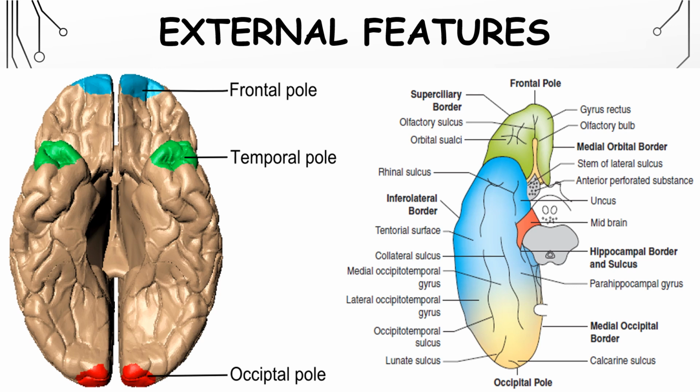The inferior surface is further subdivided into an anterior orbital part and a posterior tentorial part. And then the borders, there are three borders in each hemisphere. The first one is the superior medial border, then the inferior lateral border, and then the medial border. So the cerebrum has three poles, three surfaces, and three borders.